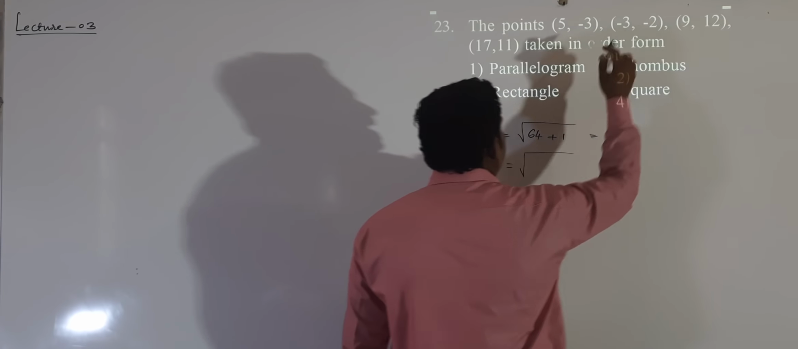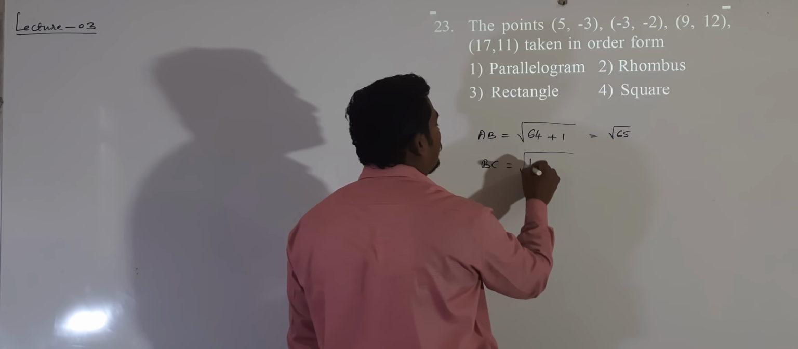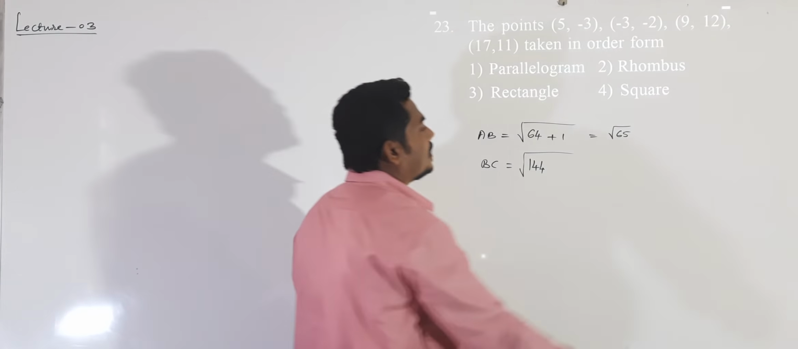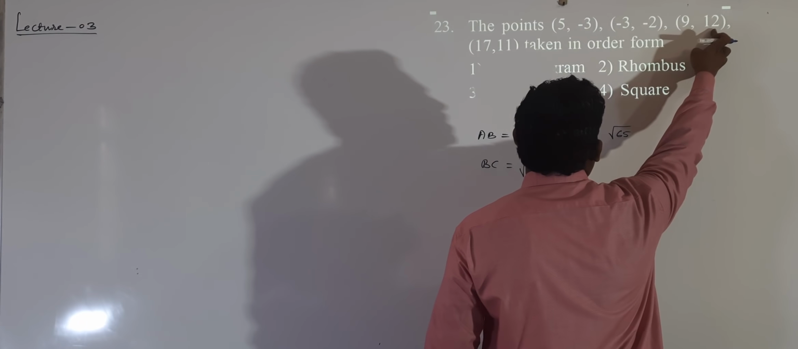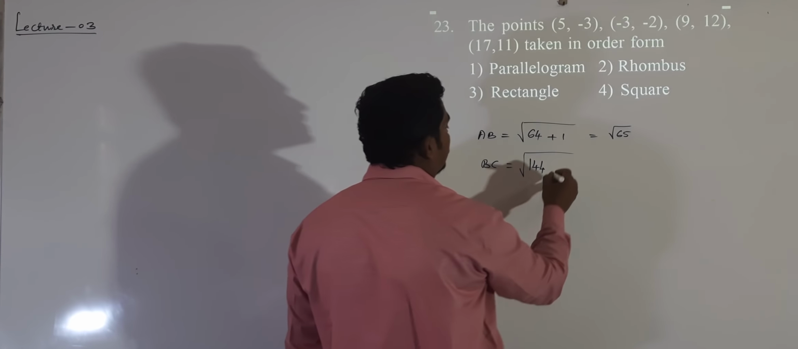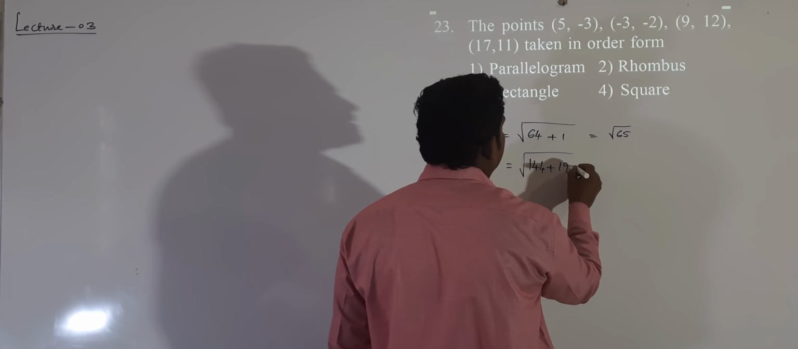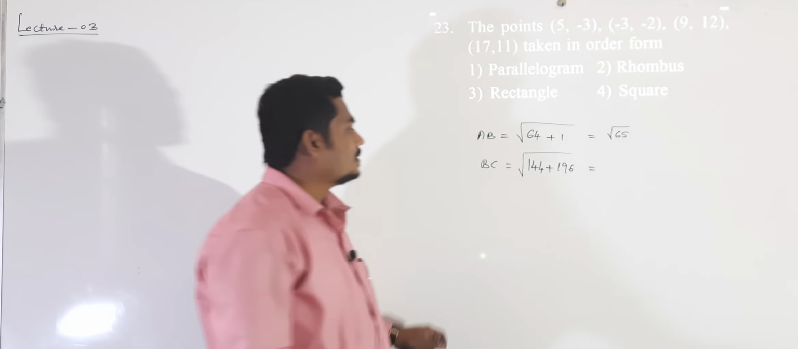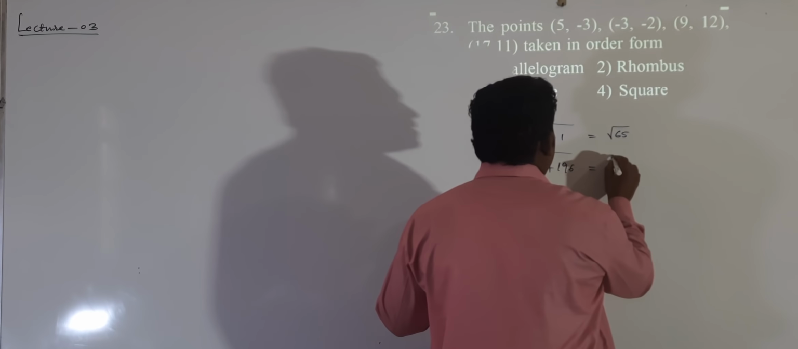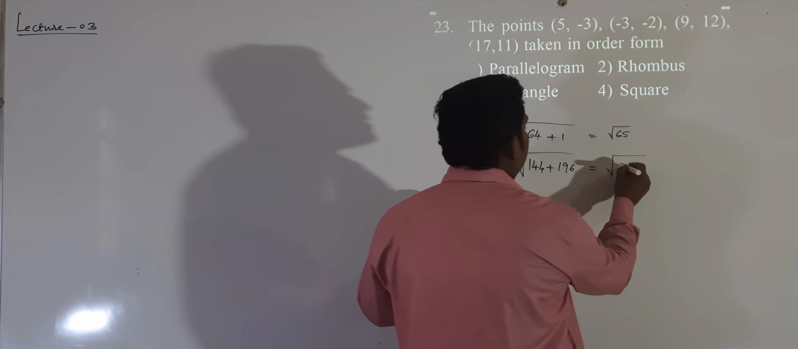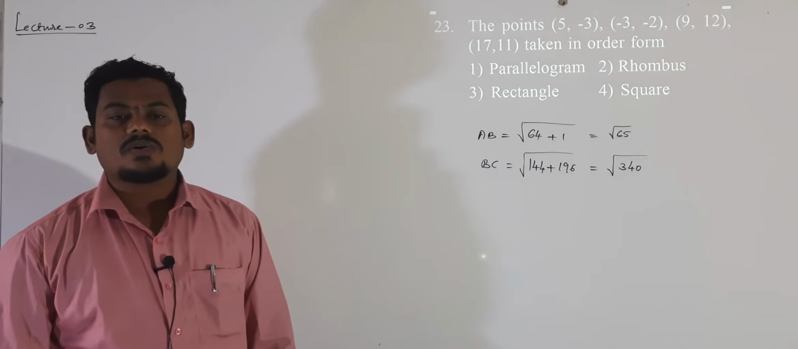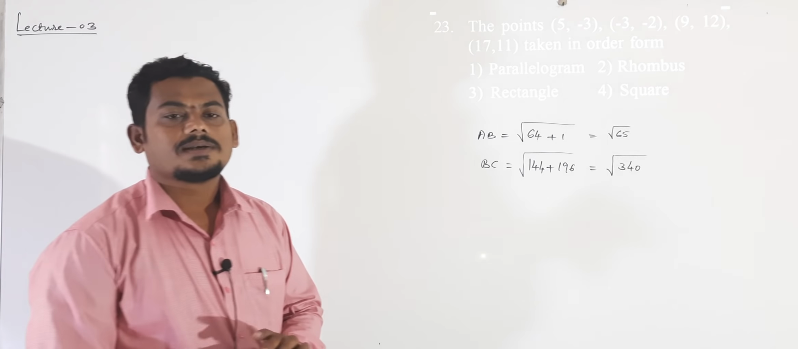B and C: 9 plus 3 is 12, 12 whole square is 144. x2 minus x1, y2 minus y1 whole square: 14 whole square is 196. That's equal to square root of 340. Means AB is not equal to BC. What do you conclude?